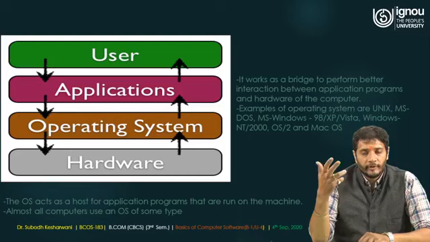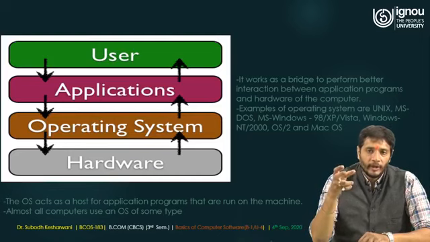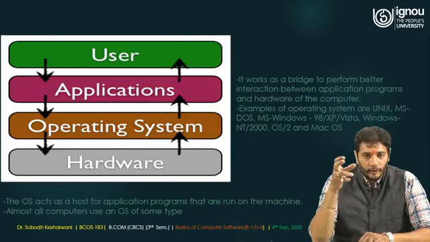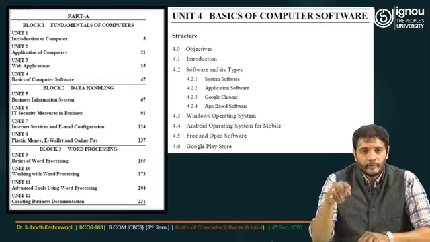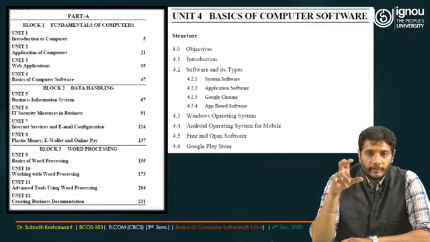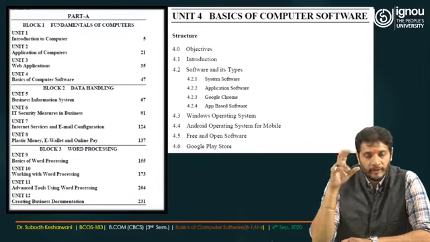We will definitely find out what the difference is between the operating system usually used for smartphones and the operating system we use for desktops or laptops. But prior to going into the depth, what exactly are we going to cover? That is the basics of computer software: software, system software, application software, Google Chrome as the browser, and then app-based software.